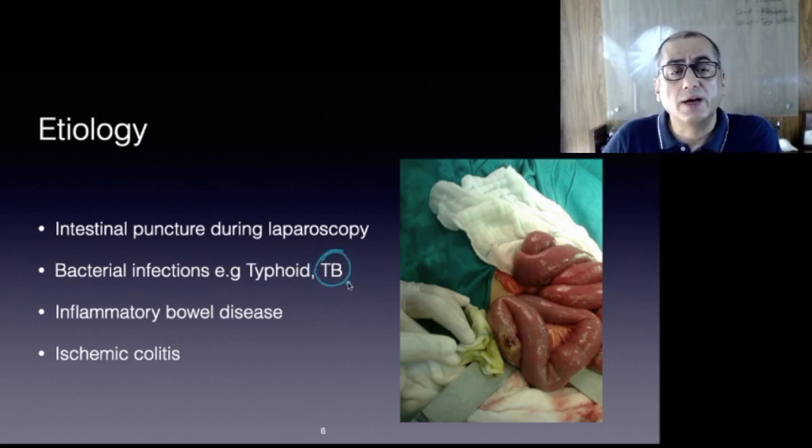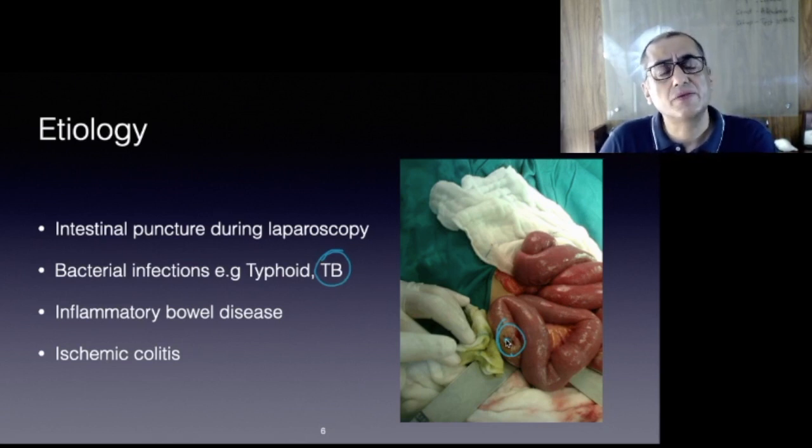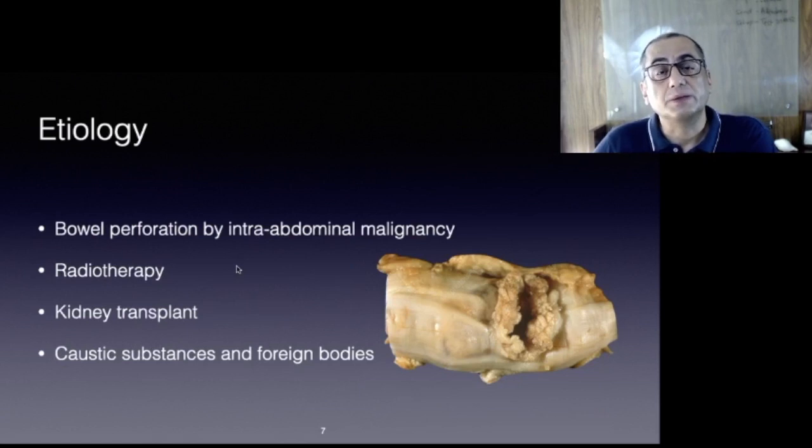In our country, we have TB to look at as well. Here you can see an enteric perforation in the ileum. Bowel perforation may occur in patients with acute ulcerative colitis, and perforation of the terminal ileum may occur in patients with Crohn's disease. Perforation may occur secondary to intestinal ischemia, for example, ischemic colitis. Now, bowel perforation can occur by intra-abdominal malignancy, lymphoma, or metastatic renal carcinoma. Even benign tumors such as desmoid tumors may cause bowel perforation. Here is a perforated adenocarcinoma of the colon.